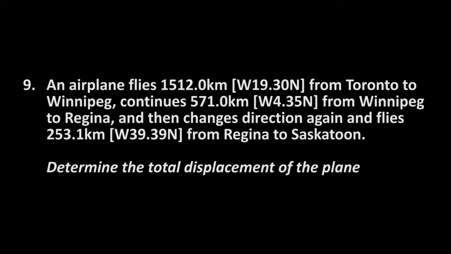It says, an airplane flies 1,512 kilometers west, 19.3 degrees north from Toronto to Winnipeg, continues 571 kilometers west, 4.35 degrees north from Winnipeg to Regina, and then changes direction again and flies 253.1 kilometers west, 39.39 degrees north from Regina to Saskatoon. And we're here to find the total displacement of the plane.